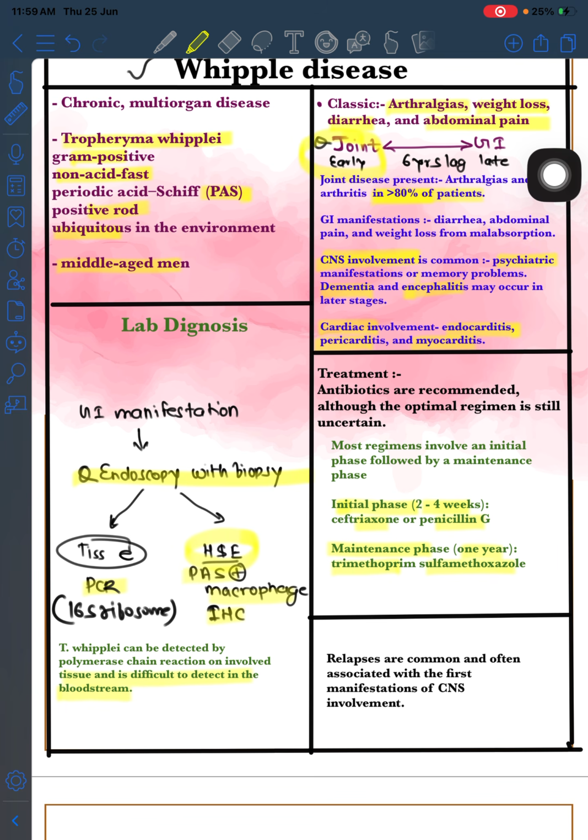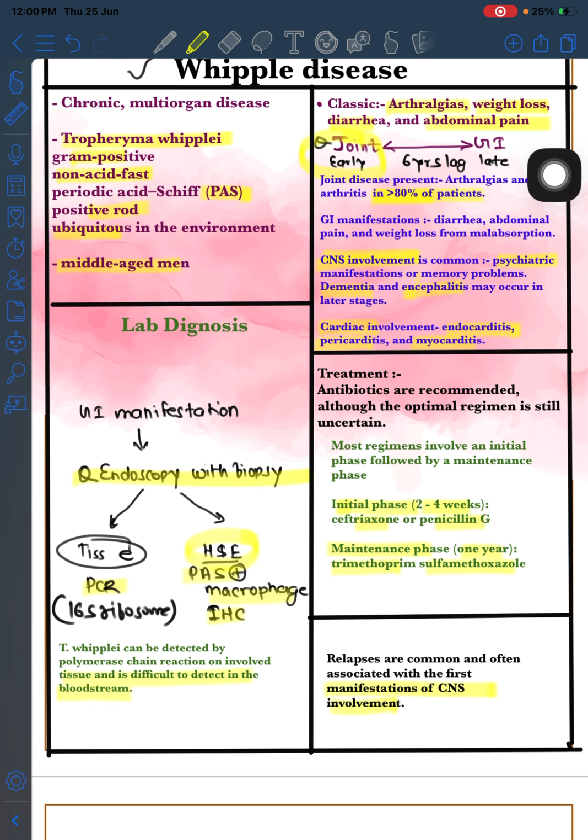After you treat a patient of Whipple's disease, sometimes after years the patient can relapse. Most of the time when a patient relapses, they come with CNS manifestations. So you have to treat relapse patients aggressively. Okay, so this is all about Whipple's disease.